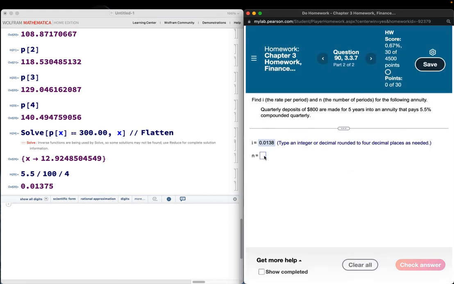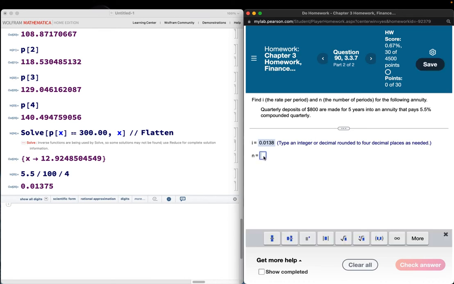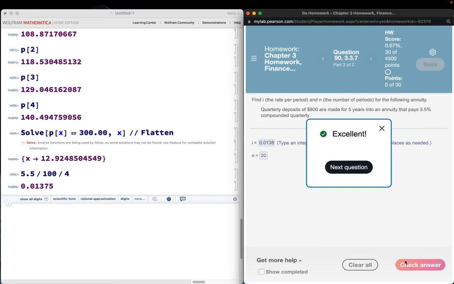And what is n, the number of periods? Well, 5 years, there are 4 periods in a year. 5 times 4 is 20. So that's pretty easy. Not much to do with that problem. Okay, so simple, straightforward.